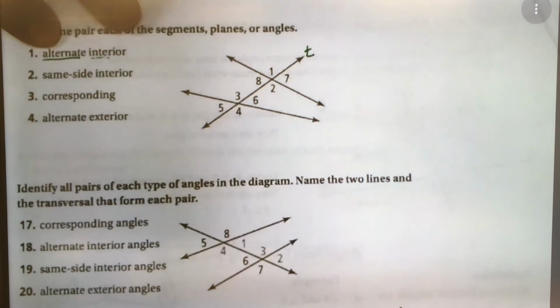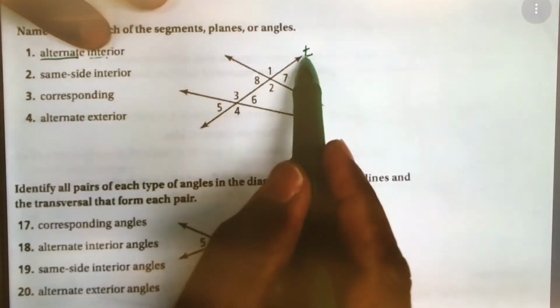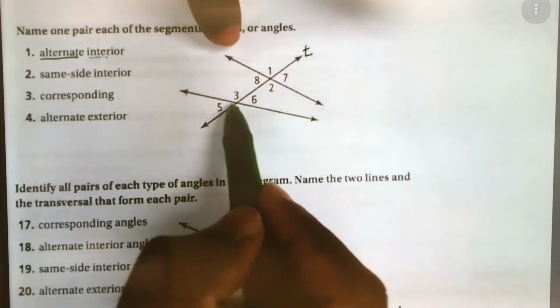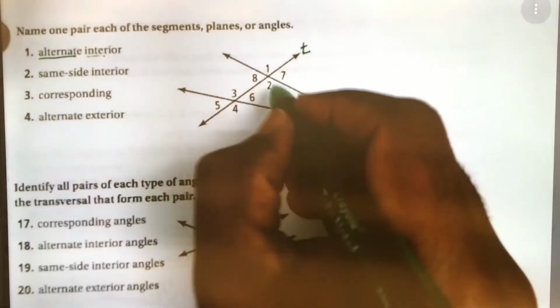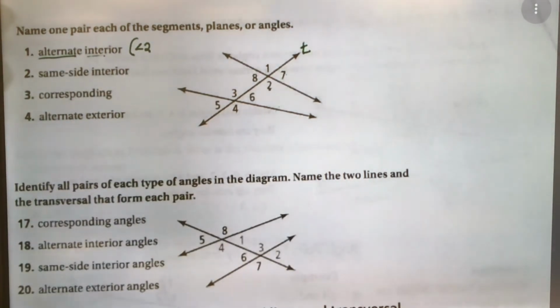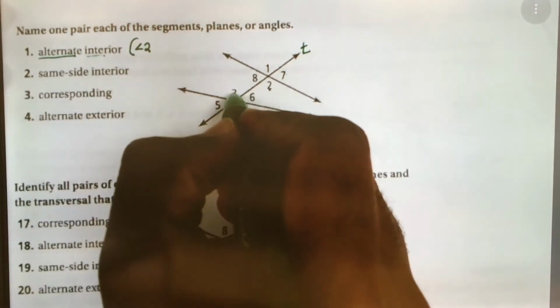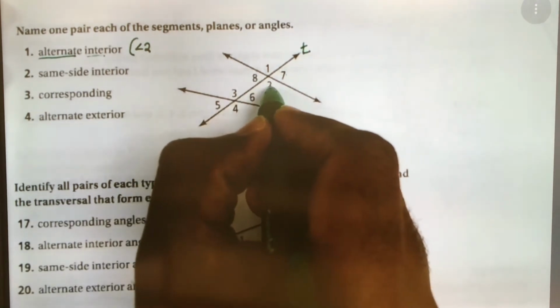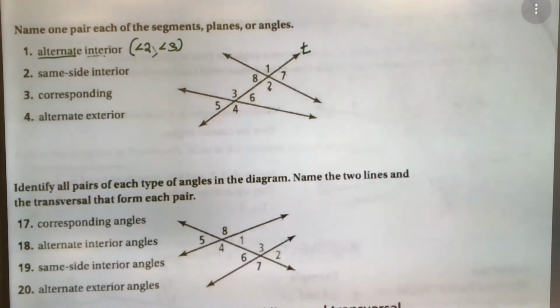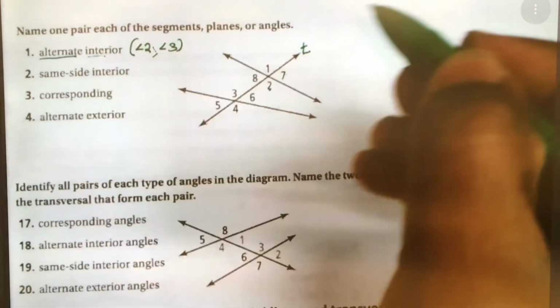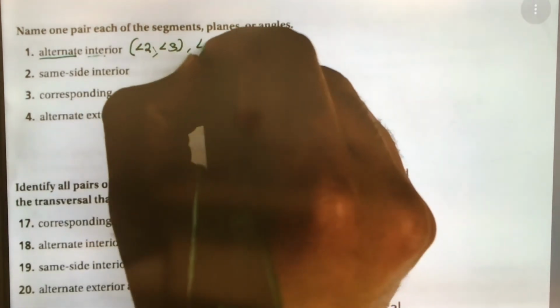We need alternate interior. That means on both sides of the transversal and inside these two lines. So basically, they are talking about these four angles. If I take angle 2, the alternate interior angle of 2 is not 8, it should be 3. So 8 is adjacent, so the angle on the other side of the transversal is 8 and 3, but 3 is the non-adjacent one. So angle 2 and angle 3 are the alternate interior. The next one, you obviously notice, is that angle 8 and angle 6 are the next pair.